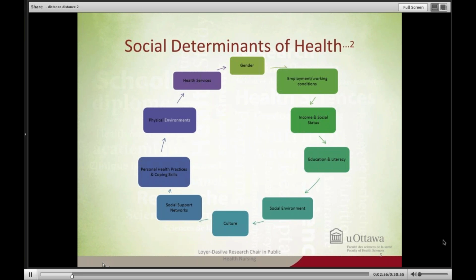And I would add my own factors like racism and discrimination based on other things, whether it's based on age or class, which also contribute to poor health in the population.